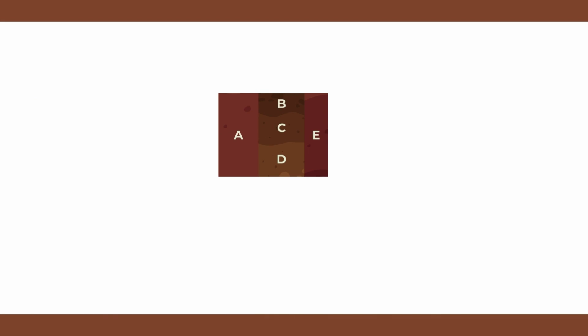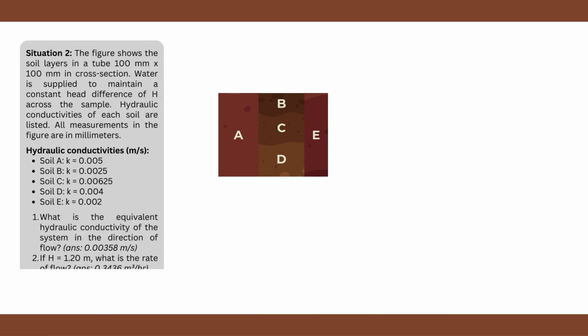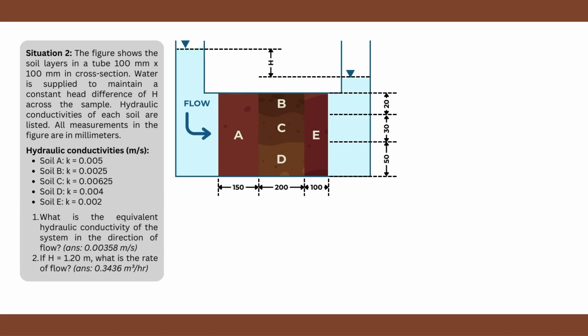For this episode's situation, the figure shows the soil layers in a tube 100 mm by 100 mm in cross-section. Water is supplied to maintain a constant head difference of H across the sample. Hydraulic conductivities of each soil are listed below, and all measurements in the figure are given in millimeters. Having the following parameters and coefficients, we are to determine the following.